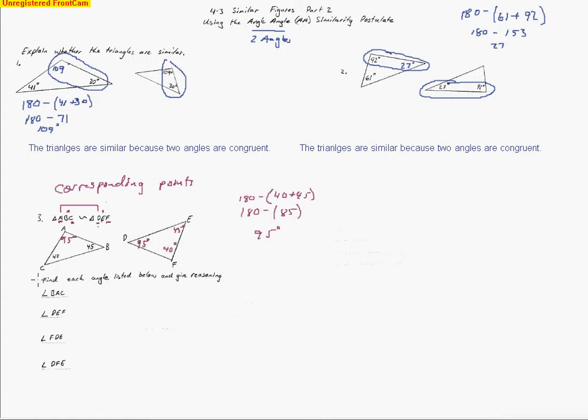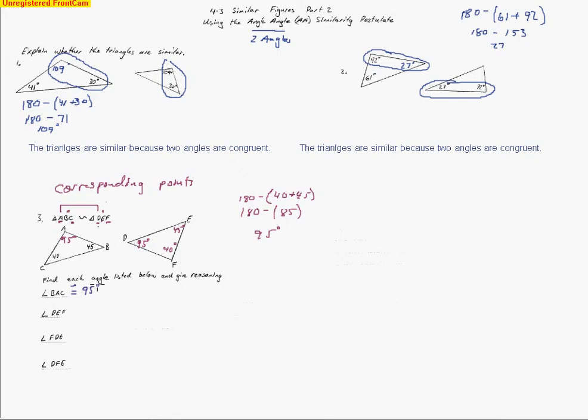So now they say find each angle listed below and give the reasoning. When they're naming angles from points, they start with a point here, B, and then they go to A, and then they go to C. That's what it says, BAC. So A is the angle they're talking about. At point A, that will be the angle. So BAC represents the angle we're looking for. That is equal to 95 degrees.